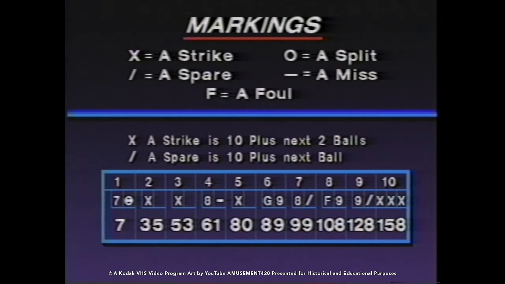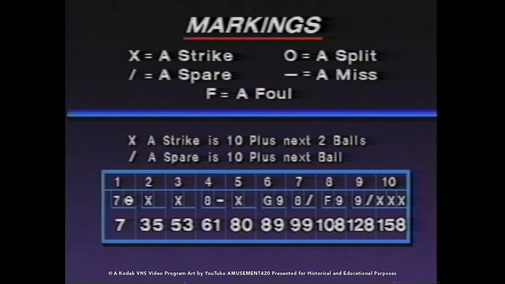Here are the markings used in a typical scoring game in bowling. An X represents a strike. A diagonal slash represents a spare. F in the box represents a foul when somebody went over the foul line. A 0 represents a split, and a slash straight across represents a miss.